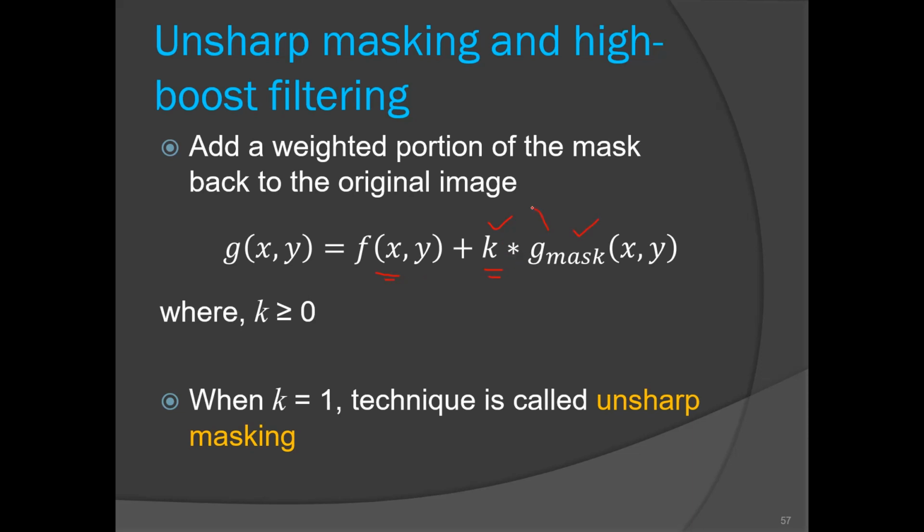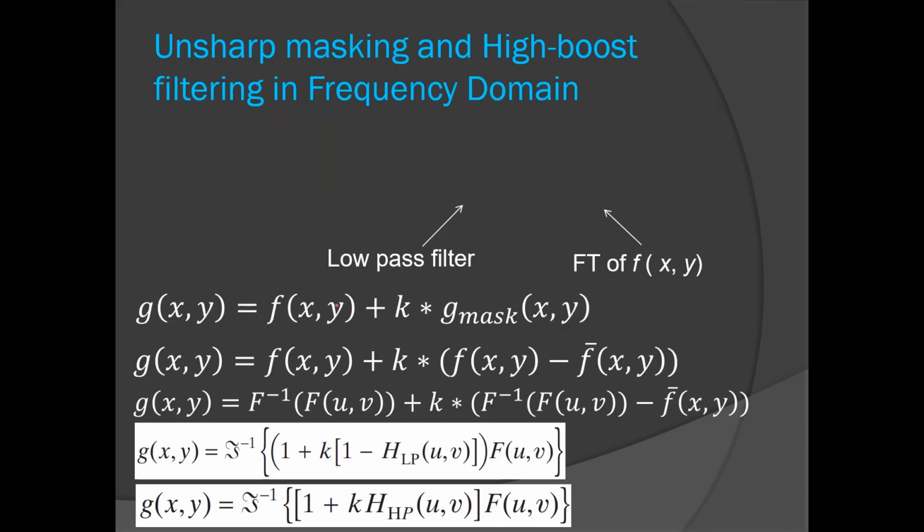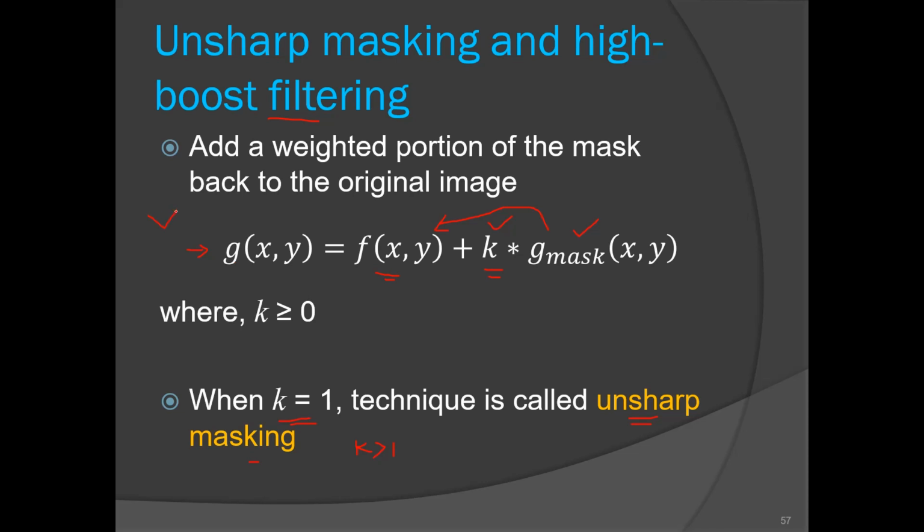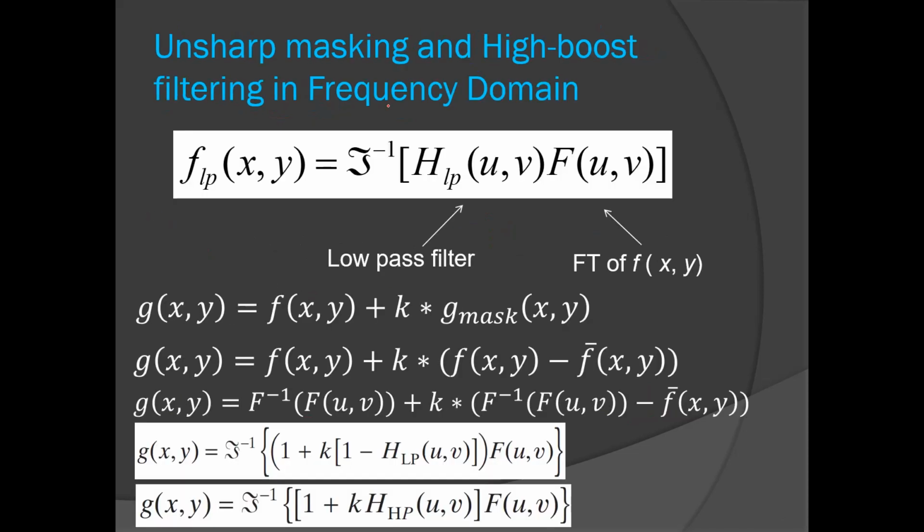So what you are doing is adding a scaled version of the detail to the original image, and that's how we achieve sharpening. When we put k equals 1, that is known as unsharp masking, and if k is greater than 1, that is known as high-boost filtering. So this was in spatial domain. Now we will see unsharp masking in frequency domain.